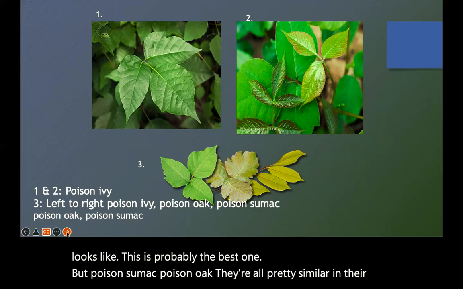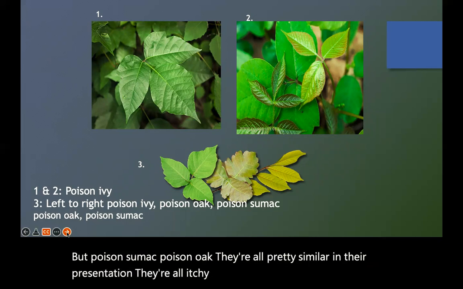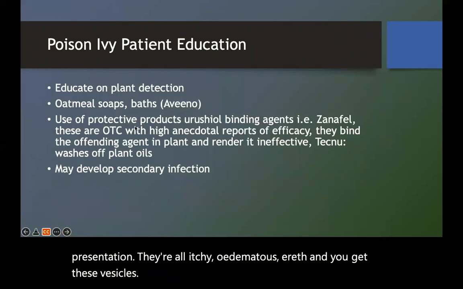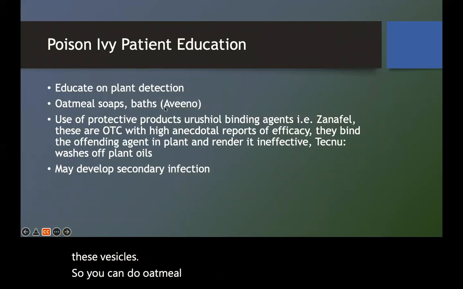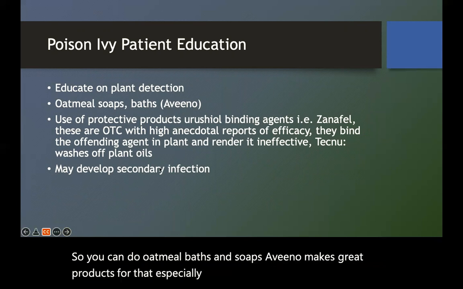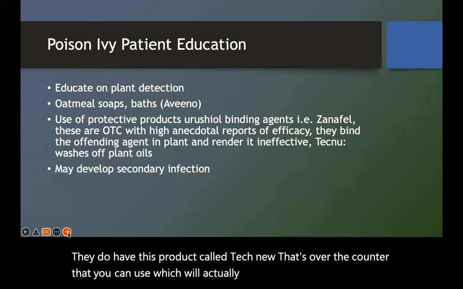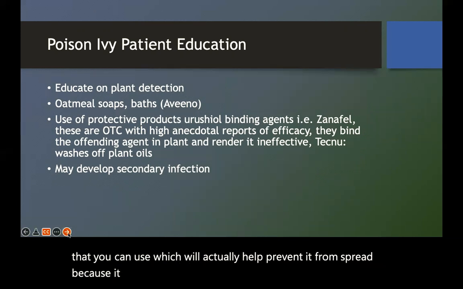They're all itchy, edematous, you get these vesicles. So you can do oatmeal baths and soaps. Aveeno makes great products for that, especially for itchy skin. They do have this product called Tecnu that's over the counter that you can use, which will actually help prevent it from spreading because it washes off the plant oils.